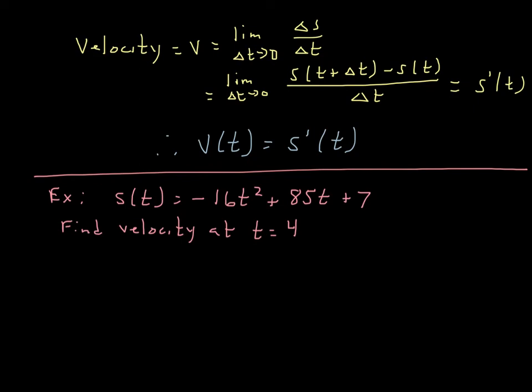Let's look at an example on this one. I know S of t is equal to negative 16t squared plus 85t plus 7. What I would like you to do is pause the video. I want you to find the velocity function by taking the derivative of S of t. And once you have that, I'd like you to find the velocity of this object when t equals 4. So pause the video, do those calculations, and once you're ready, come back and we'll finish this video up.